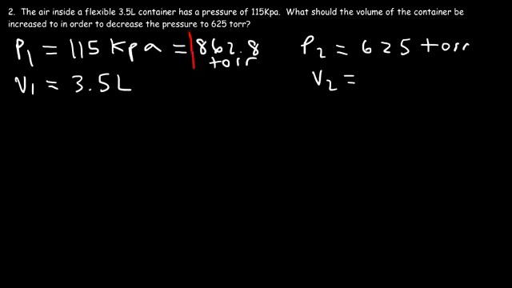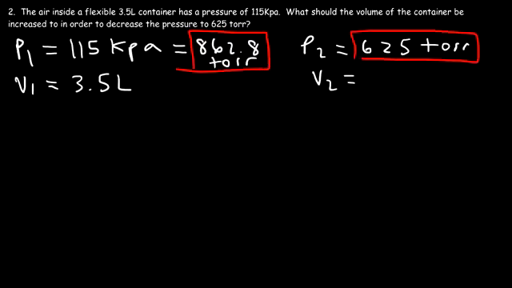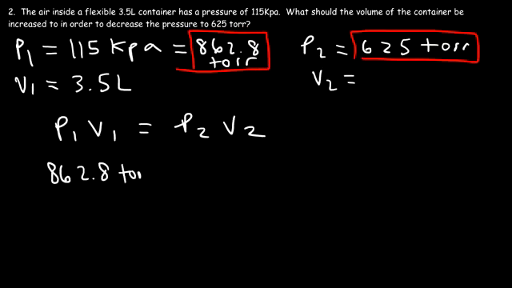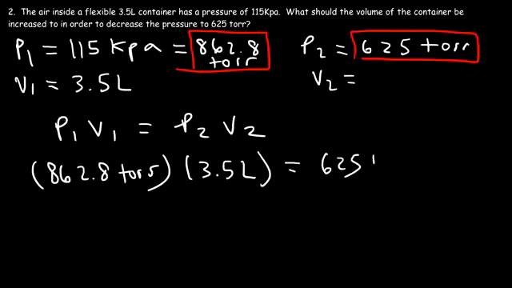So now, these two units match. So at this point, we can now use the formula. P1 V1 is equal to P2 V2. So P1 is 862.8 torr. V1 is 3.5 liters. P2 is 625 torr. So now we're going to get V2. Notice that the units torr will cancel, which means V2 is going to be in liters.